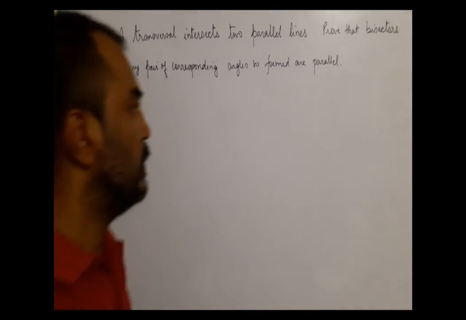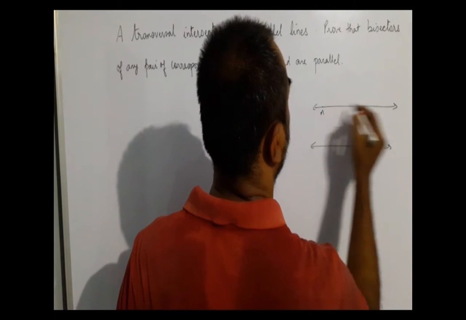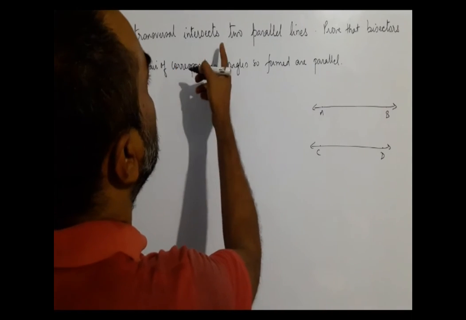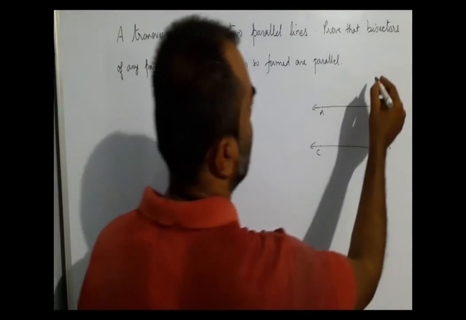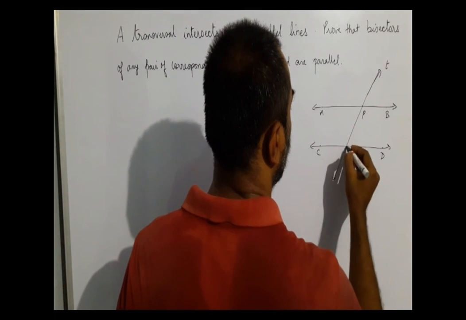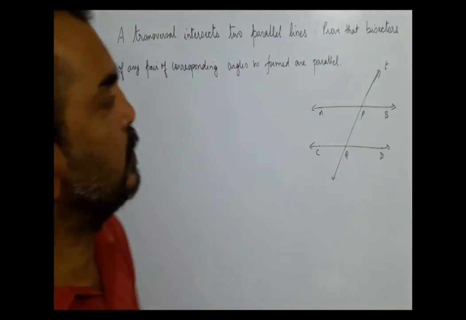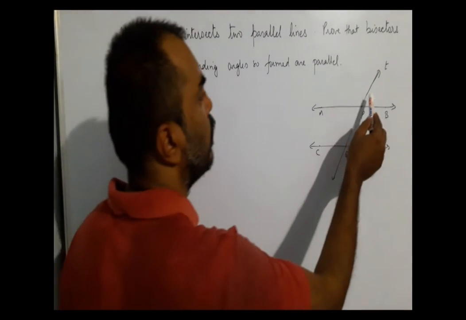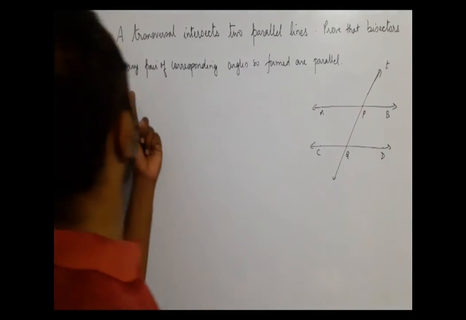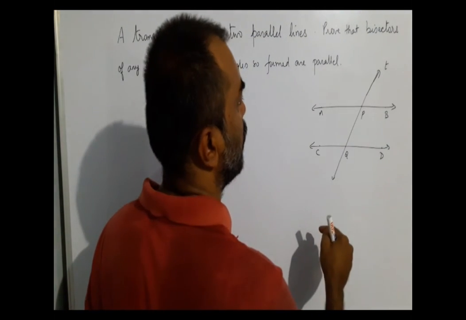First I'll draw the diagram. Let us take AB and CD as the two parallel lines, and the transversal T intersects them at P and Q. So when you get these two parallel lines, you have got 8 angles, which you can call 1, 2, 3, 4, 5, 6, 7, 8, and we get 4 pairs of corresponding angles. How many pairs of corresponding angles do we get? 4. This pair and this pair are corresponding.